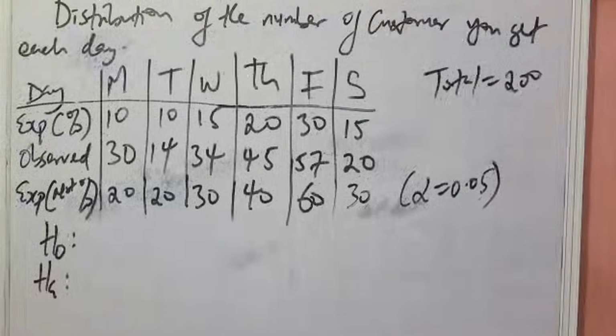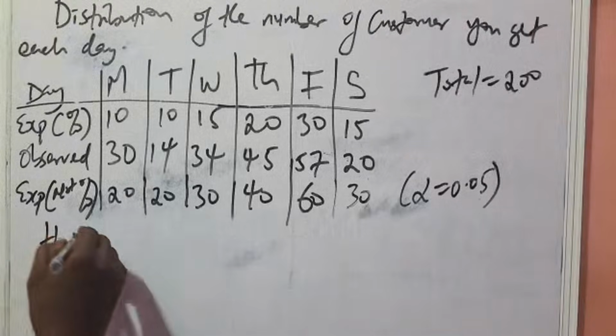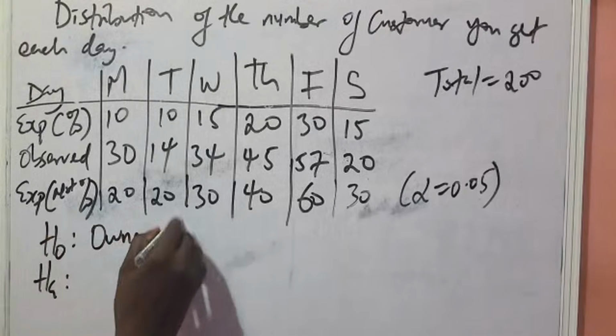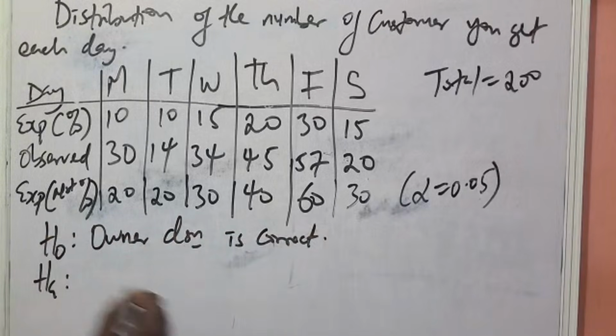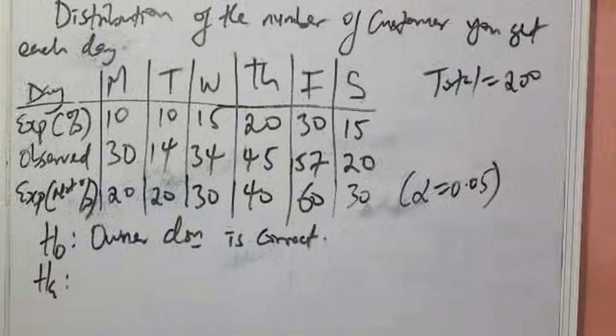Now, I used "the owner distribution is correct" as my null hypothesis, that the owner distribution is actually correct. The meaning of this is that what this lady expected actually was the case. That means she was expecting 10% on Monday. Oh, wow, she got that.